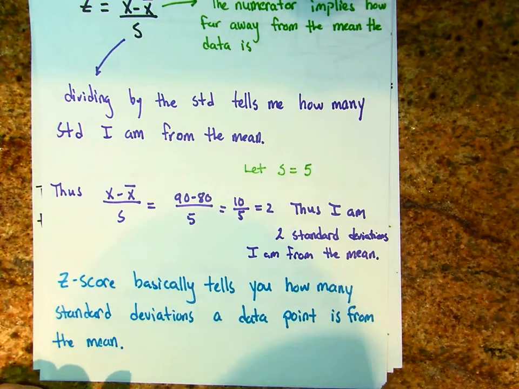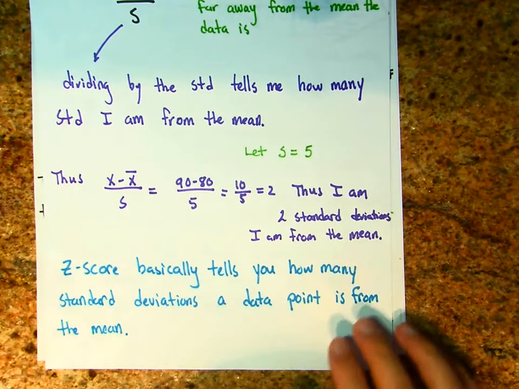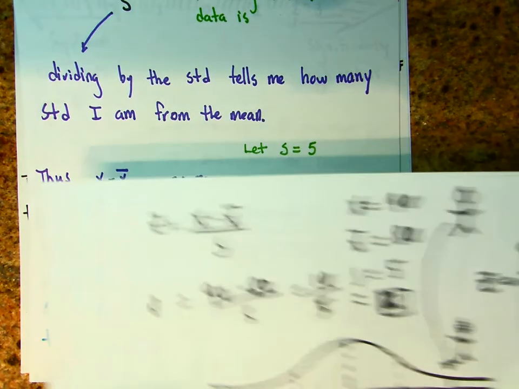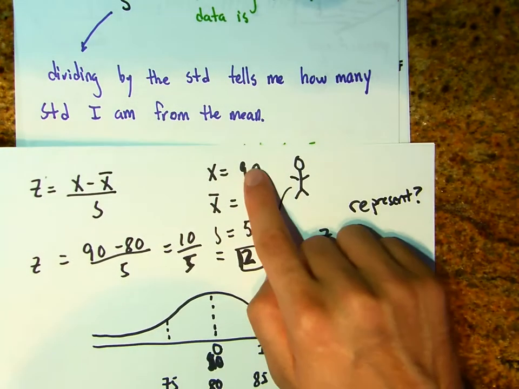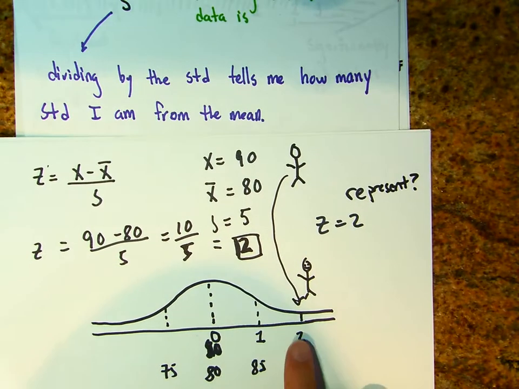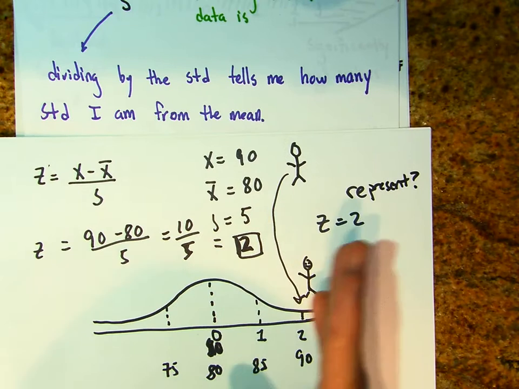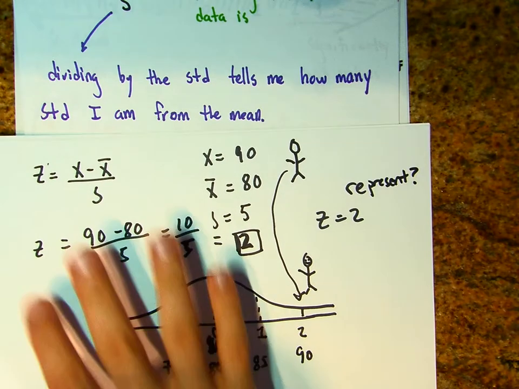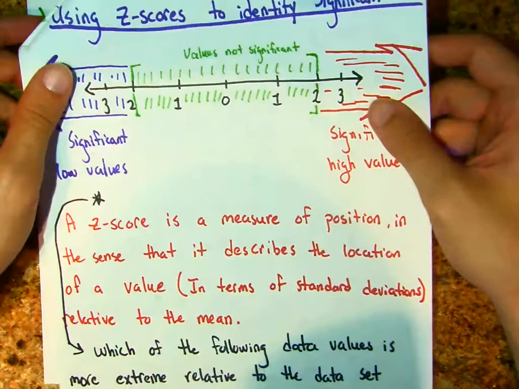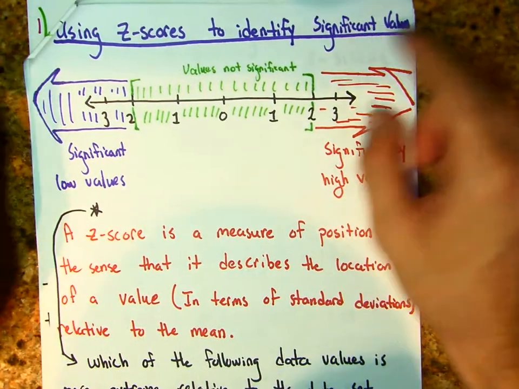Okay. So Z-score basically tells you how many standard deviations a data point is from the mean. This person is our data point. How far is this value of 90 away from the mean? Notice that this 90 is 2 standard deviations from the mean. Okay, we'll do more examples to get a better feel. Let's take a look at this part over here: using Z-scores to identify significant values.